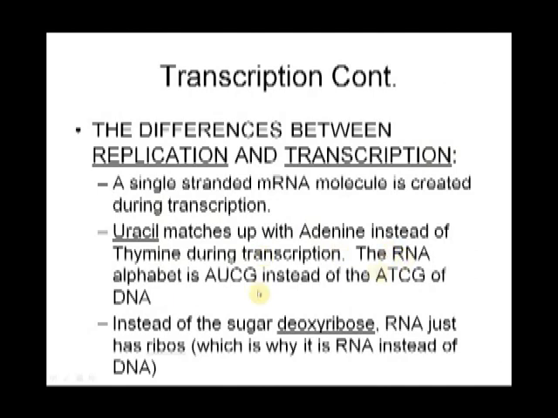The RNA alphabet is A, U, C, G, instead of A, T, C, G. Uh-oh, I think we have a new song. Adenine with uracil, cytosine with guanine. Not quite as catchy as Mr. Miller's. Instead of the sugar deoxyribose, we have ribose. Get it? R for ribose in RNA instead of DNA. RNA. Get it?